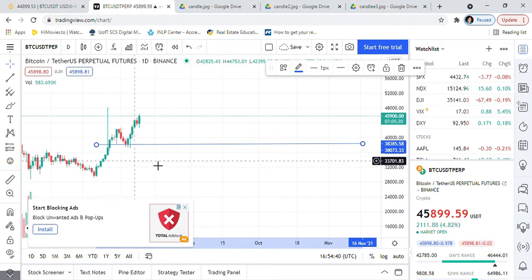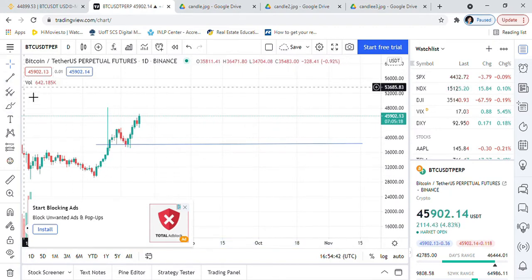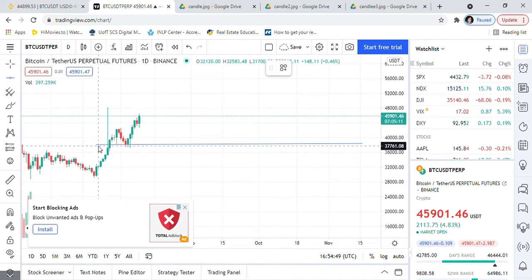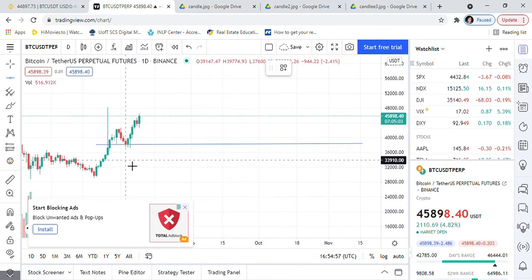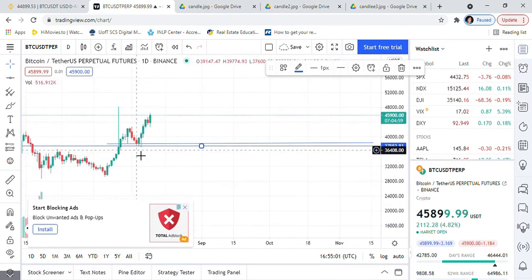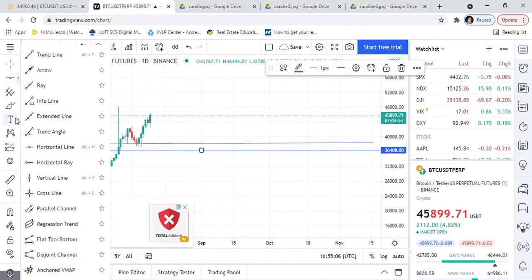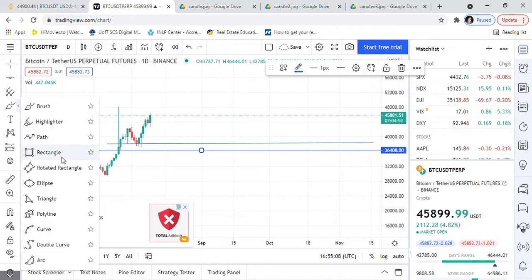Also, when you're looking at a support and resistance, you want to look at it as a zone, because the price will not just go down to a certain price. It will vary, right? It will just go to a zone, if that makes sense. So I draw a rectangle there.